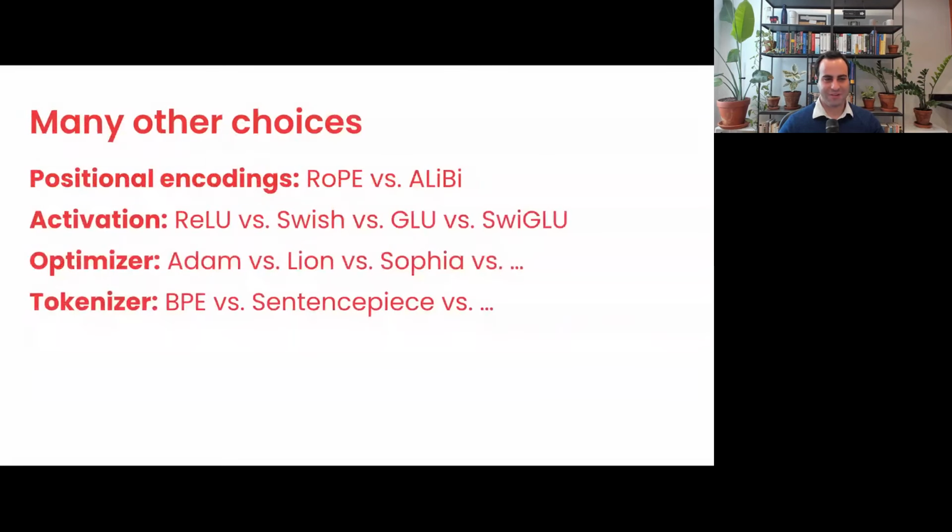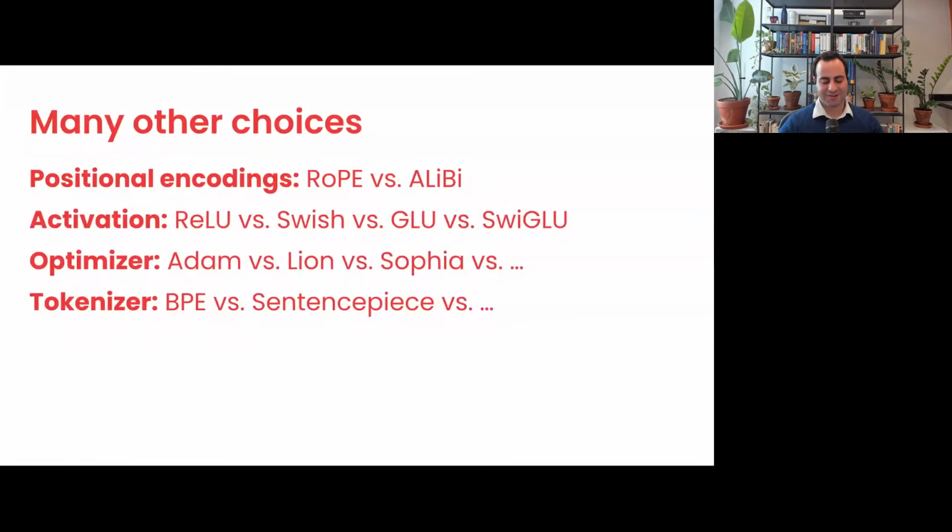So there are so many other choices. I'm not going to go through every single one. I lumped all these choices together into one slide because I don't think there are clear answers to any of these. Positional encodings: how you represent which token is in which part. There are lots of different methods. The two most popular are rotary position embeddings, or ROPE, and alibi.